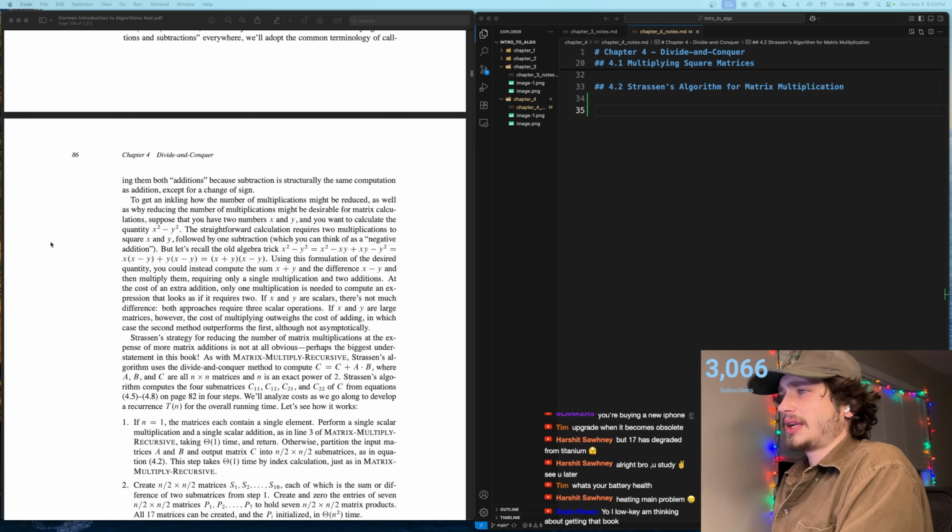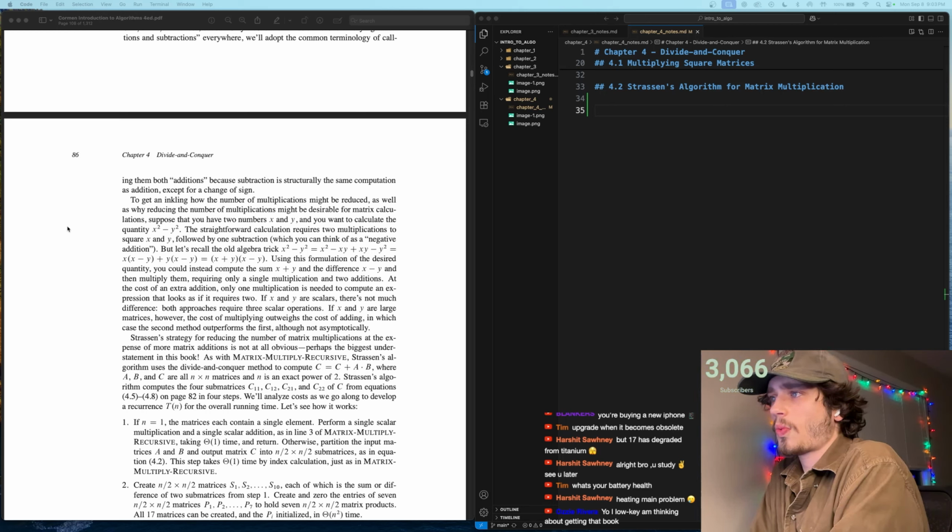To get an inkling of how the number of multiplications might be reduced, as well as why reducing the number of multiplications might be desirable for matrix calculations, suppose that you have two numbers x and y, and you want to calculate the quantity x squared minus y squared. The straightforward calculation requires 2 multiplications to square x and y, followed by 1 subtraction, which you can think of as a negative addition.